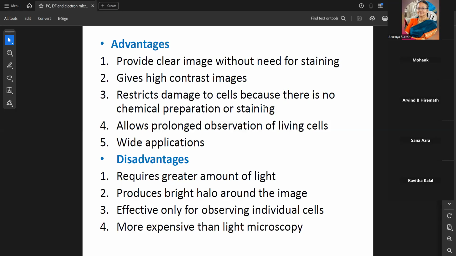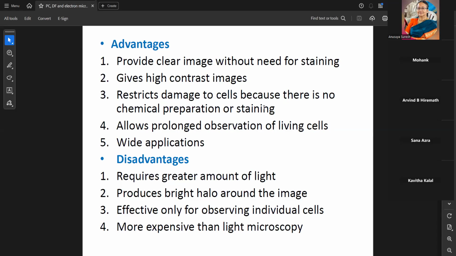We are not doing staining. We are not doing fixation. We are not doing any chemical change to the organisms. The only thing that is different is the way the microscope is arranged and the kind of parts which the microscope has. So it allows us to do prolonged observation of living cells. For a long time, if you want to observe the living cells, that is possible using phase contrast microscopy. And it has a wide range of applications.